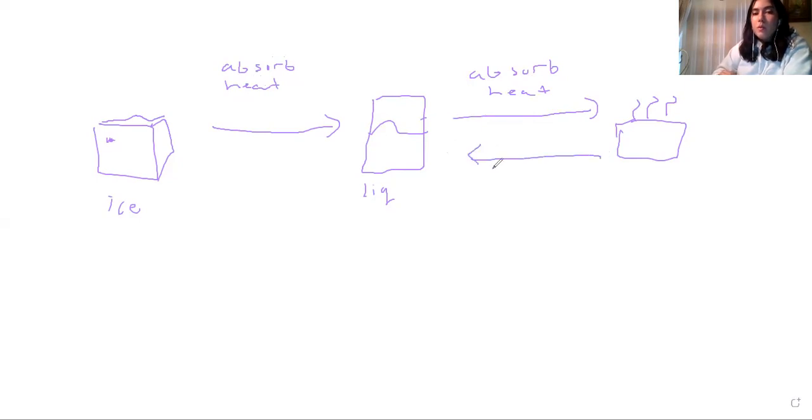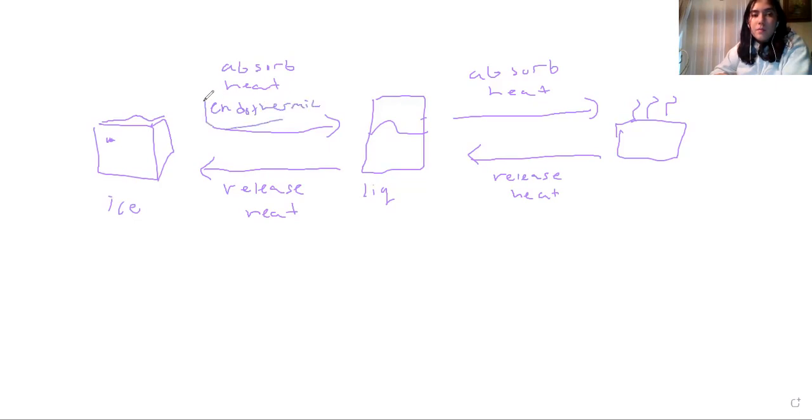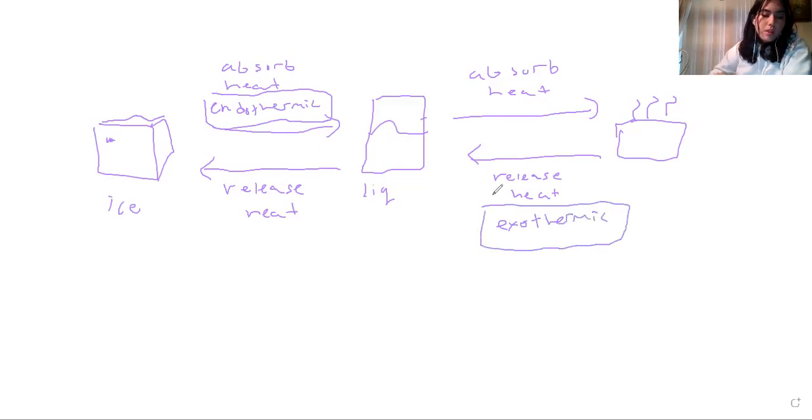The opposite way, we would have to release heat. The way we release heat is by reforming our bonds. When you absorb heat, it's called endothermic. And when you release heat, it's called an exothermic reaction. That's just the name of the reaction. Don't worry about that too much now.